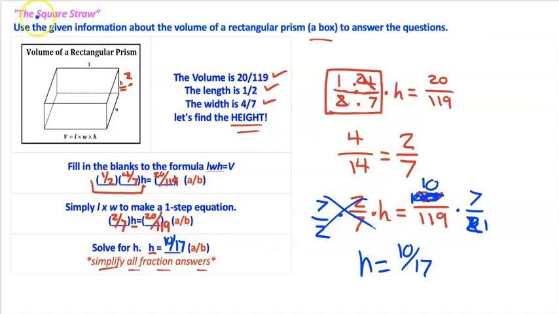All right, students, that is the square straw. Dump in the values, simplify one step, and then everybody wins when they find the volume of this rectangular prism, also known as a box.